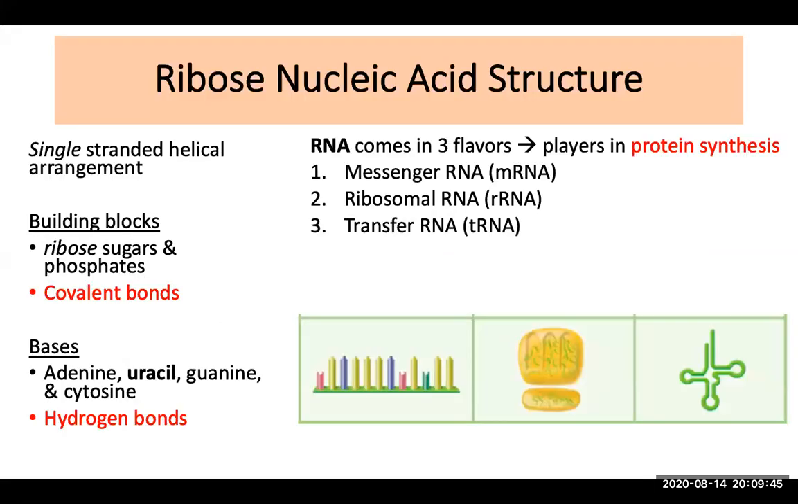Ribonucleic acid structure: RNA comes in 3 flavors. These are the players in protein synthesis: messenger RNA, ribosomal RNA, and transfer RNA. They are made of ribose sugars and phosphates held together with covalent bonds. And thymine is replaced with uracil in RNA.